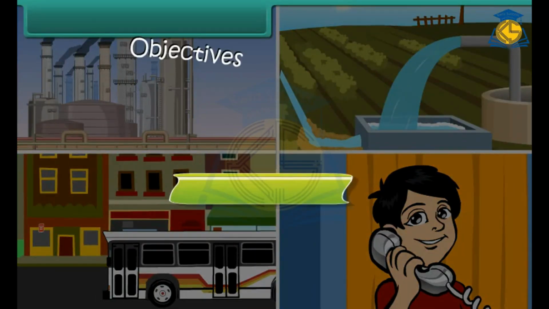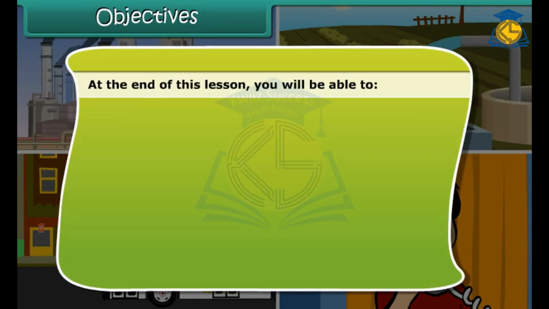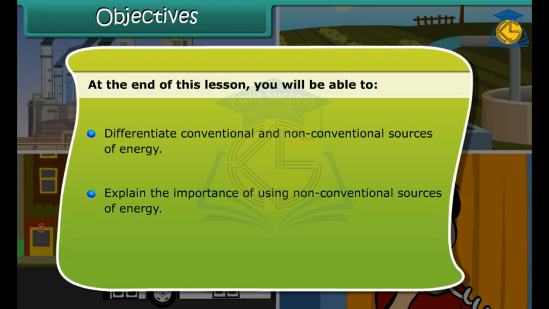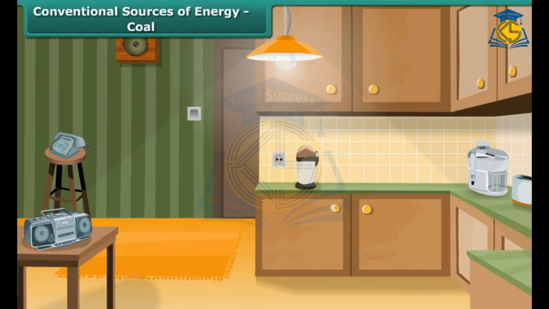Objectives. At the end of this lesson, you'll be able to differentiate conventional and non-conventional sources of energy. Explain the importance of using non-conventional sources of energy. Conventional sources of energy. Coal.